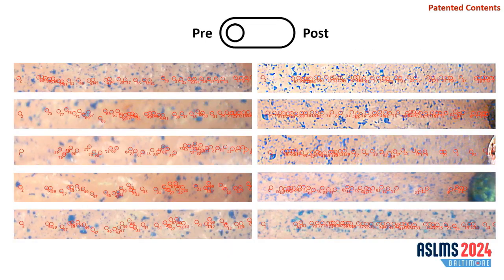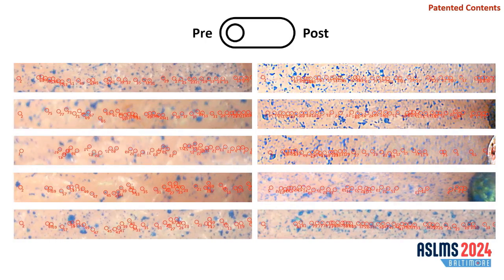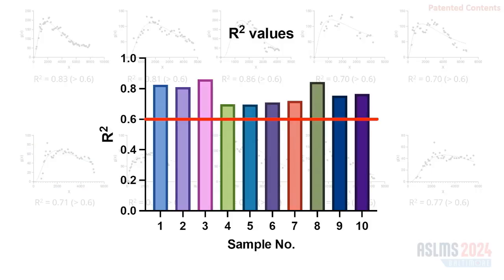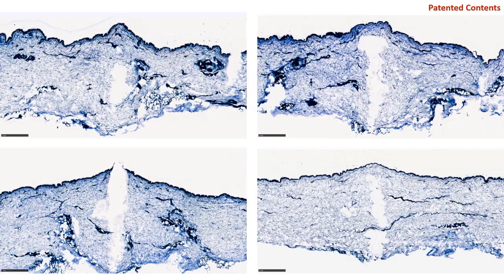So I repeated the same experiment 10 times. And the data consistently showed high R-square values, higher than 0.6. And we could compute the radius of contraction in all cases as well, very easily.